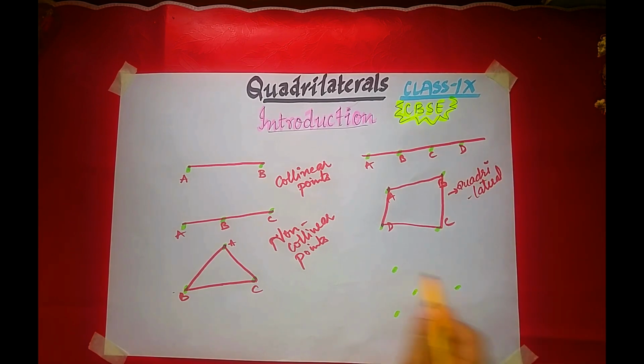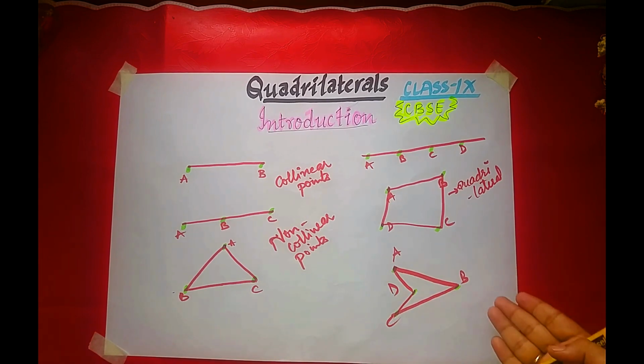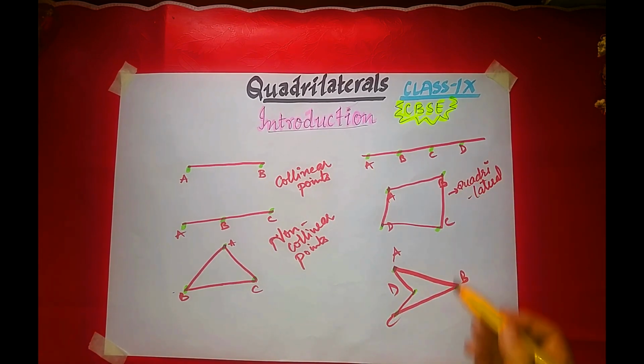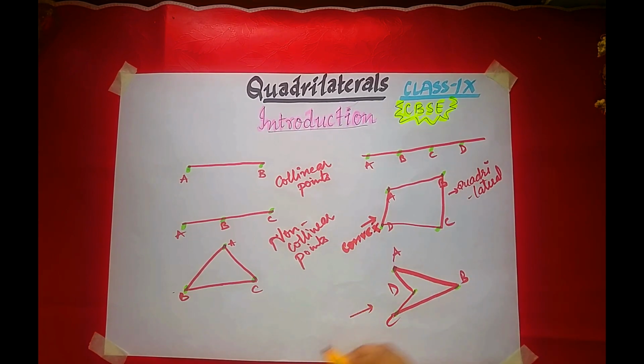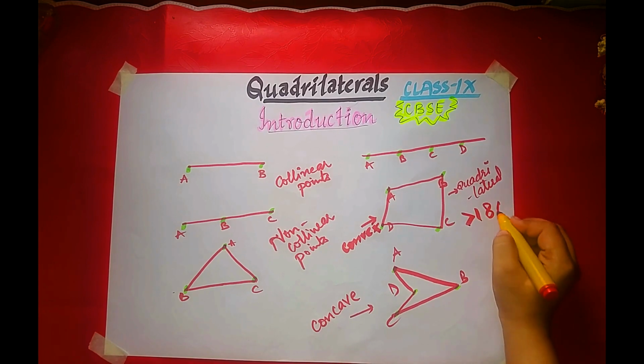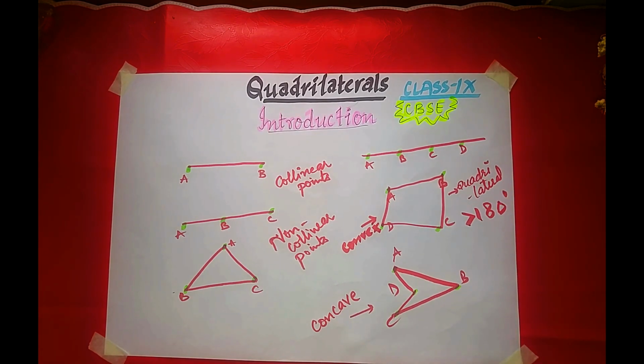Now the 4 points can also lie in this manner. Students, this is also called a quadrilateral. Let's name them A, B, C, D. There are 2 types of quadrilaterals. This quadrilateral is called a convex quadrilateral and this one is called a concave quadrilateral. The difference is that all the angles in a convex quadrilateral are less than 180 degrees, but the angles in a concave quadrilateral can be more than 180 degrees.